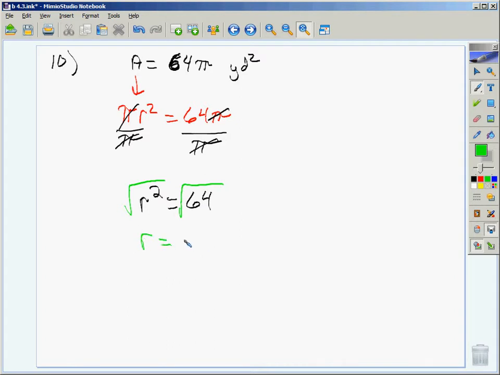R is equal to, technically, a plus or a minus 8. But could I have a negative radius? No. So it would just be a positive 8. They asked me to find the circumference. The circumference is 2 times pi times r, which is 8. What's 2 times 8?